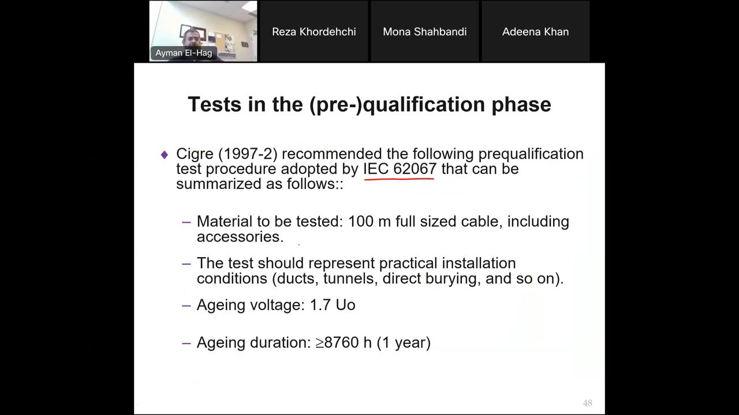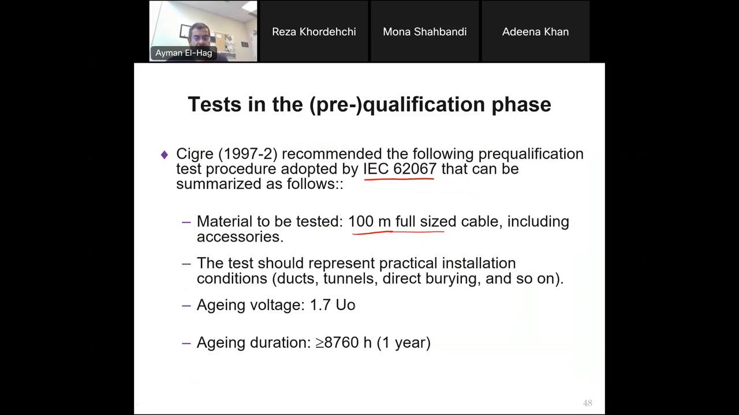The material to be tested has to be 100 meters in length. And you include all accessories, like cable terminations and cable joints, for the 100 meters. For the test, you have to install it in very practical installation conditions, like using duct tunnels, direct burying, and so on and so forth.